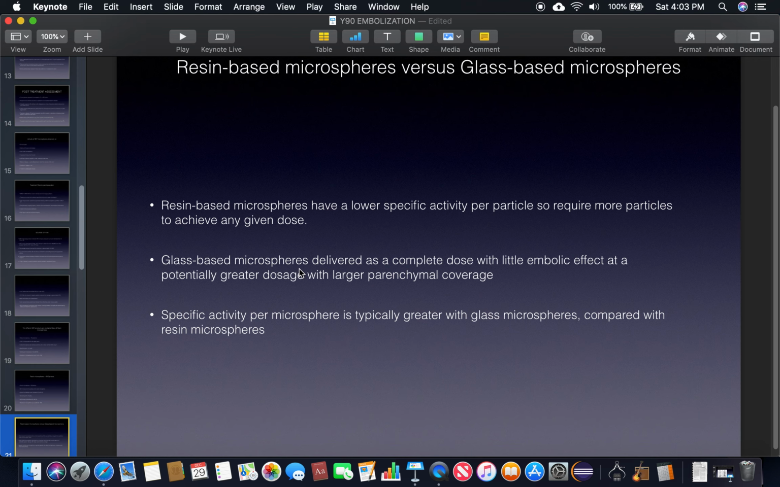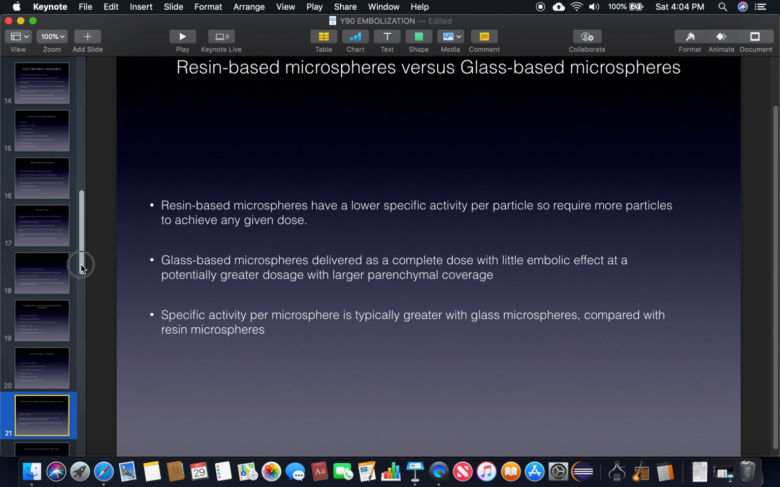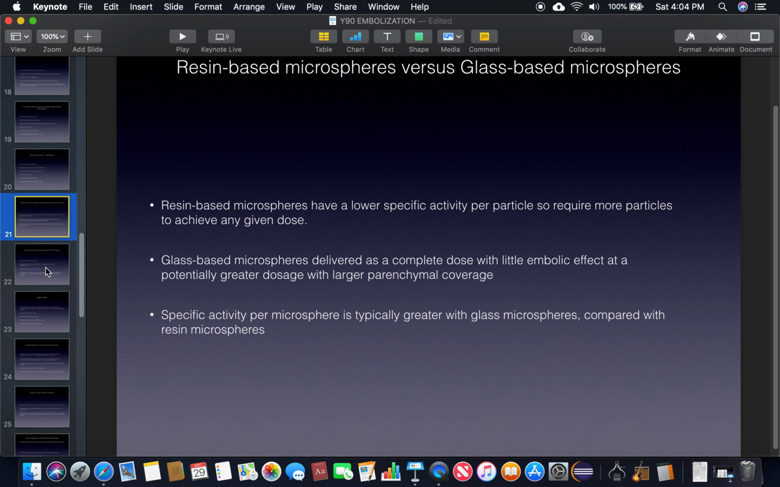Now the glass-based microspheres are delivered as a complete dose with little embolic effect at a potentially greater dosage with larger parenchymal coverage. And specific activity per microsphere is typically greater with glass microspheres rather than with resin. So these are some differences that have to be kept in mind.